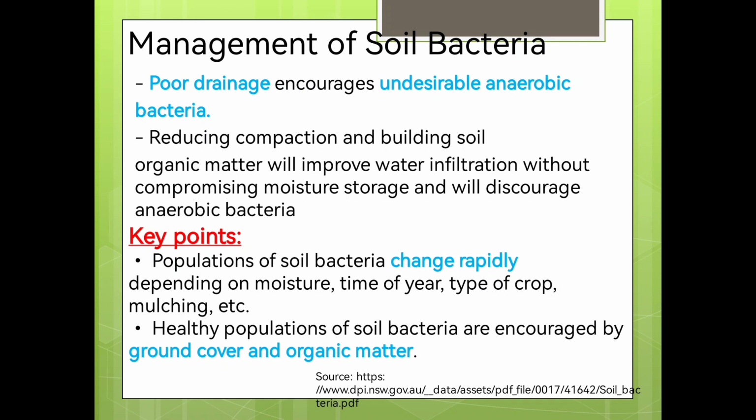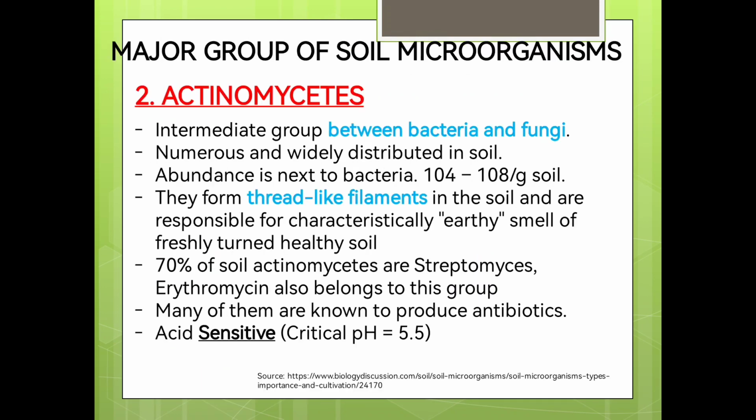So, to summarize, population of soil bacteria change rapidly depending on moisture, time of year, type of crop, mulching, and other factors, and acidity also. Thus, healthy population of soil bacteria are encouraged by ground cover and organic matter.